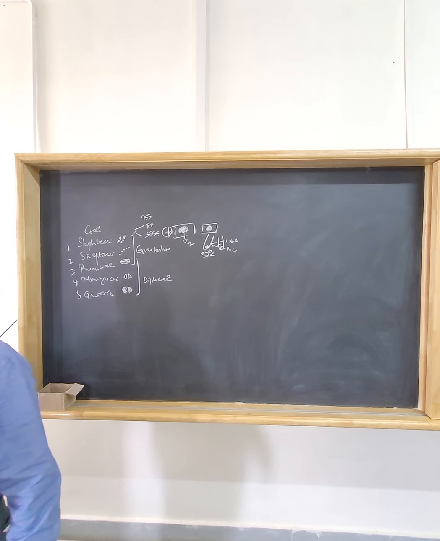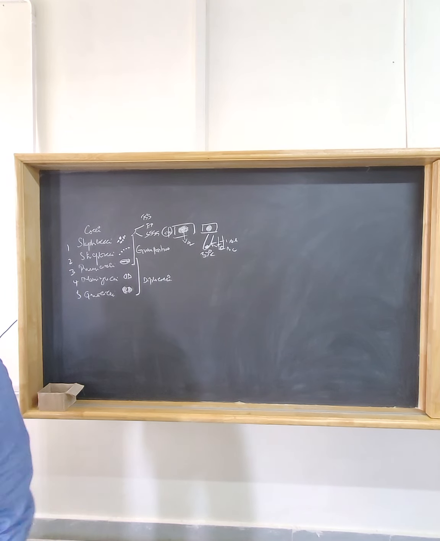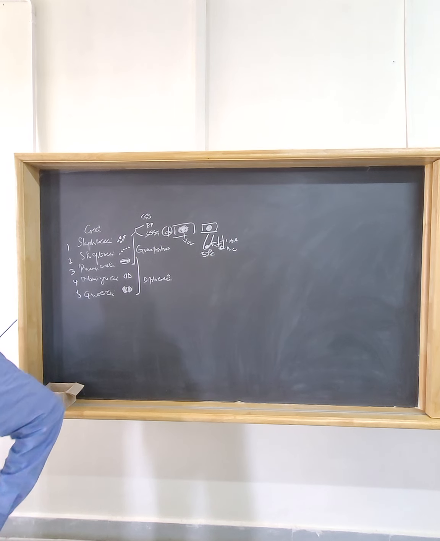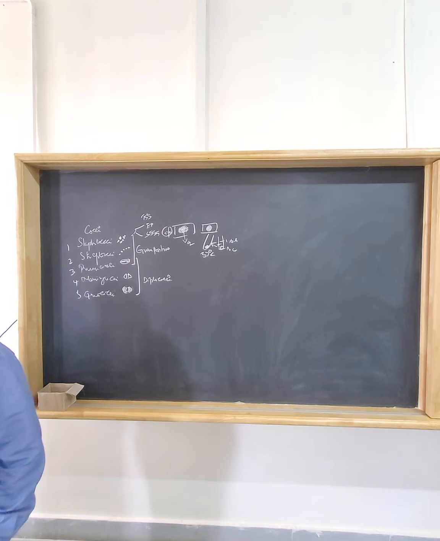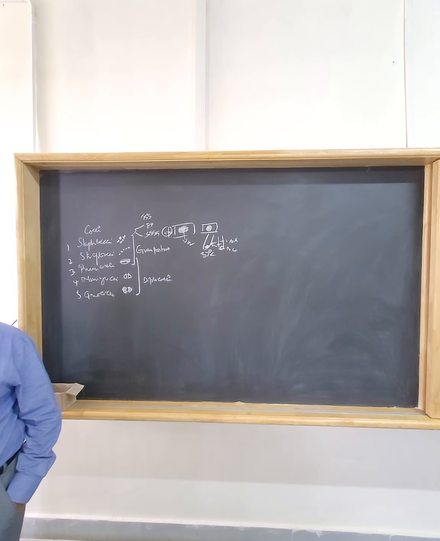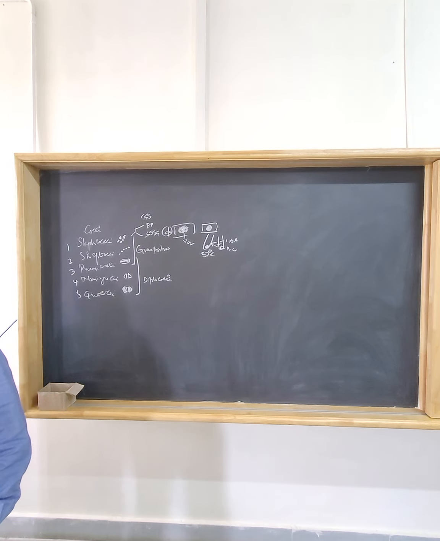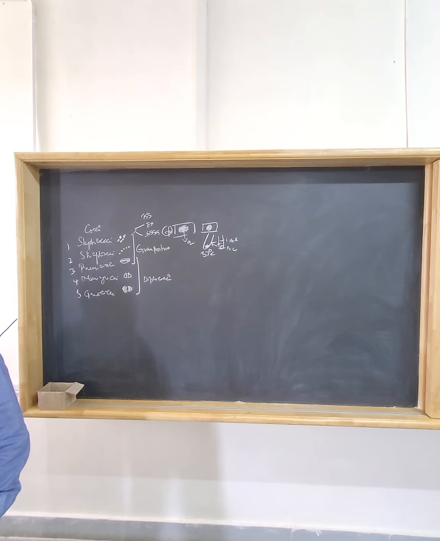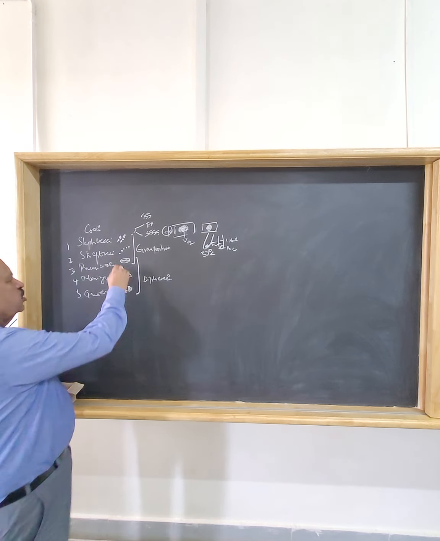So coagulase converts fibrinogen into fibrin, which forms a barrier around the organism. So Staphylococci produces localized lesions. Streptococci produces spreading lesions.